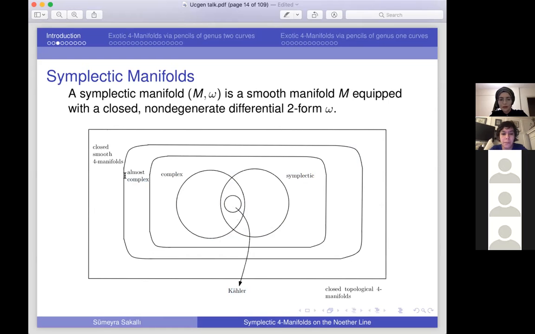Let me not go into that. It is just not intuitive, I would say. But yeah, it is lying between smooth and complex manifolds. Okay.